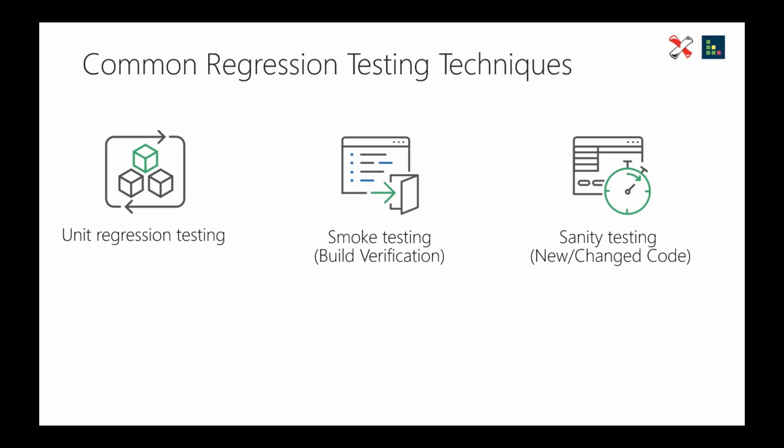The next one here is called sanity testing, where you want to specifically test the new functionality that you added, or the changed code that you added. For sanity testing, you have two goals. The first one, of course, is to make sure all my changes, the new functionality, are working as expected and as desired.